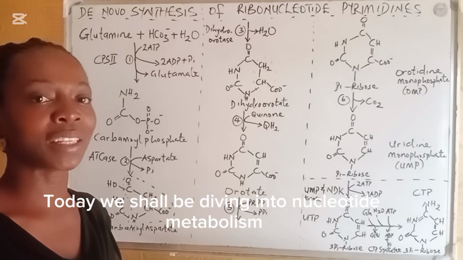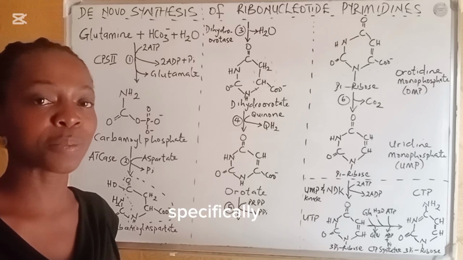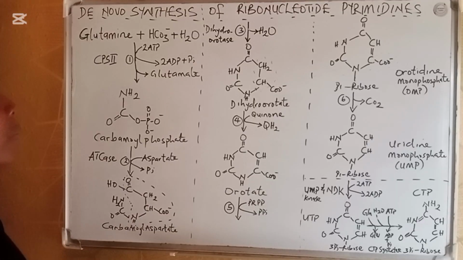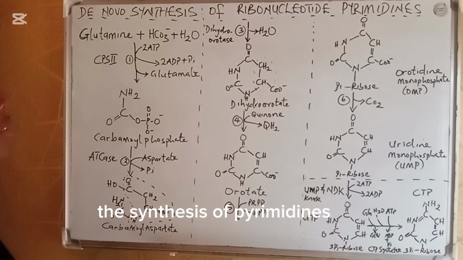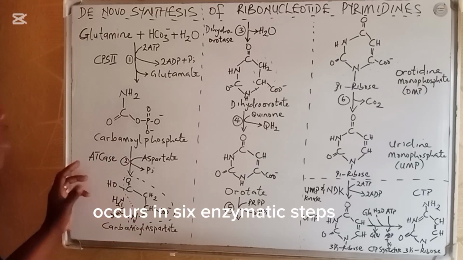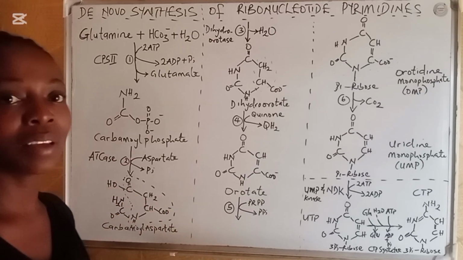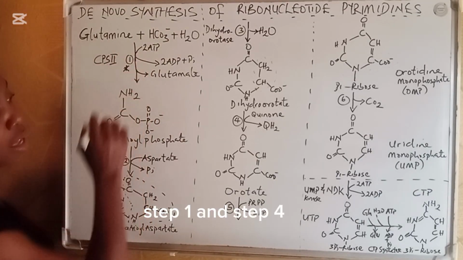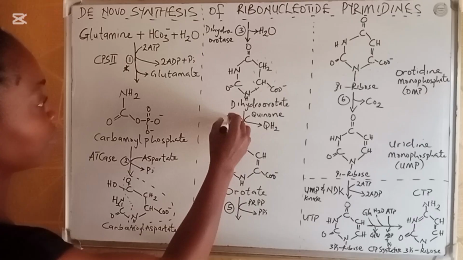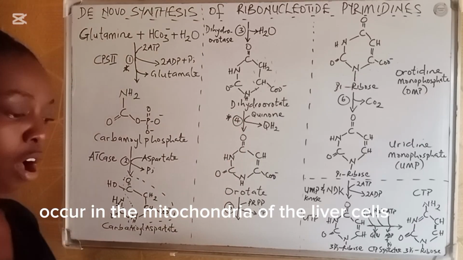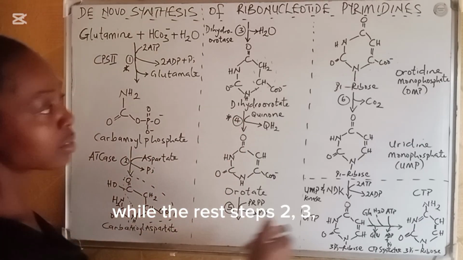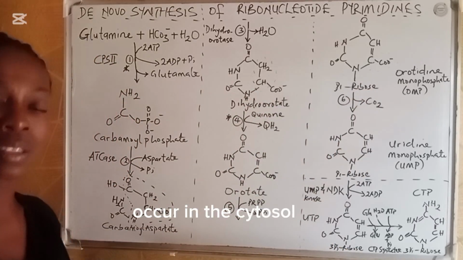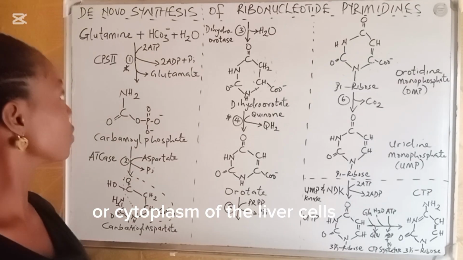Today, we shall be diving into nucleotide metabolism, specifically the de novo synthesis of ribonucleotide pyrimidines. The synthesis of pyrimidines occurs in 6 enzymatic steps in the liver. Some of the steps, step 1 and step 4, occur in the mitochondria of the liver cells, while the remaining steps 2, 3, 5, and 6 occur in the cytosol or cytoplasm of the liver cells.